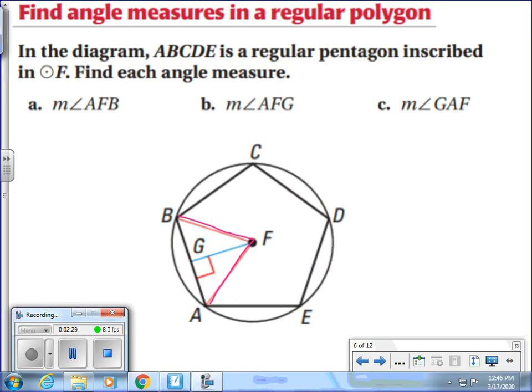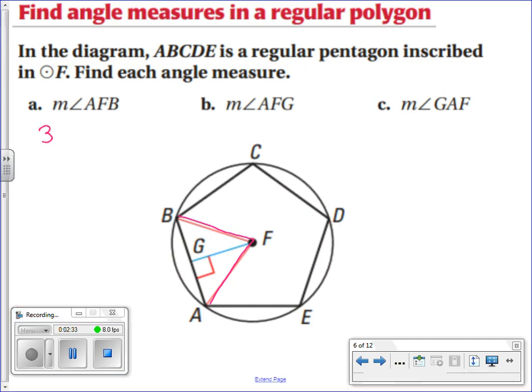We're going to use the same equation that we did in the previous slide. So 360 divided by the number of sides. Well, we have a pentagon. That means that there are 5 sides. And that is equal to 72 degrees.